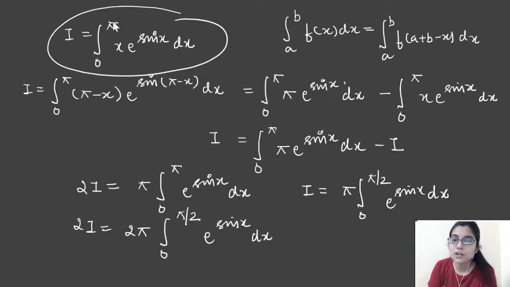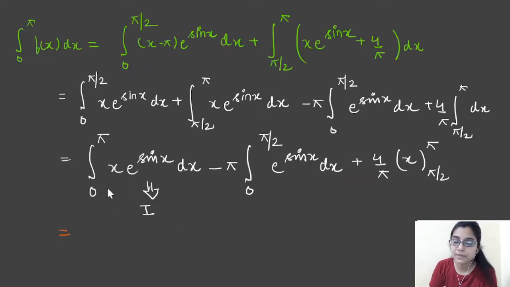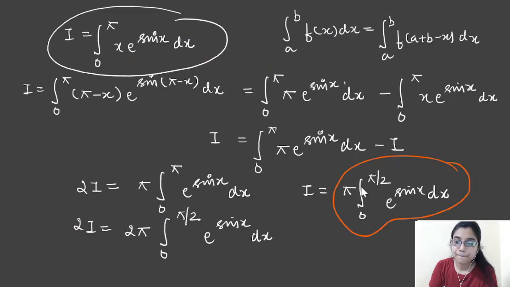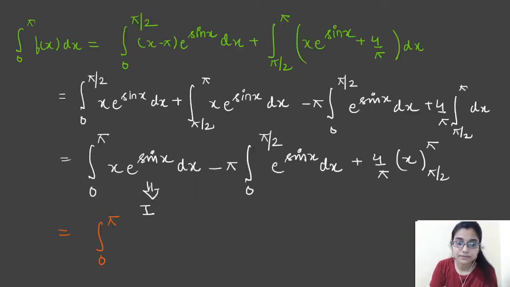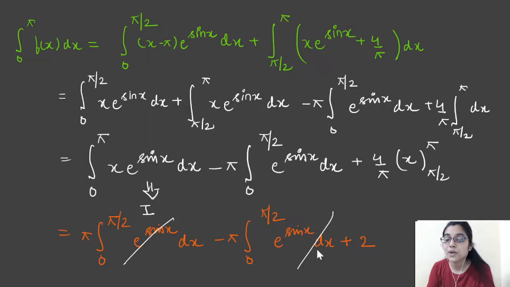So the value of the integral from 0 to pi of x e raised to the power sin x dx is pi times the integral from 0 to pi by 2 of e raised to the power sin x dx. We keep this in place of that integral. So this is pi times the integral from 0 to pi by 2 of e raised to the power sin x dx, minus pi times the integral from 0 to pi by 2 of e raised to the power sin x dx. And here we have pi minus pi by 2, which is pi by 2, so the pi cancels and the 2 cancels the 4 by 2. Now focus here: both these values are the same, so they cancel.